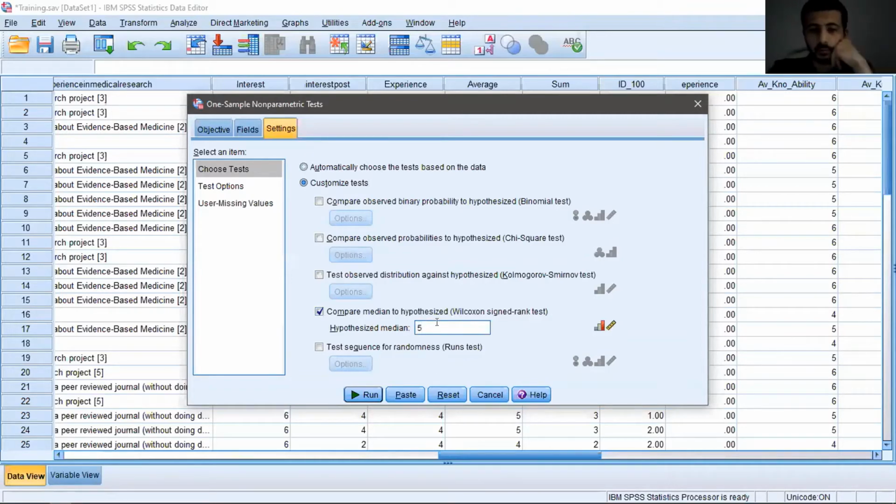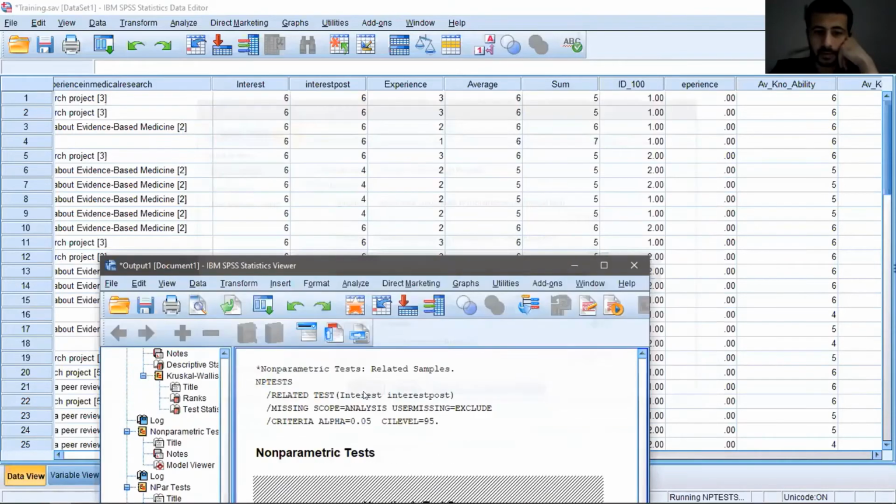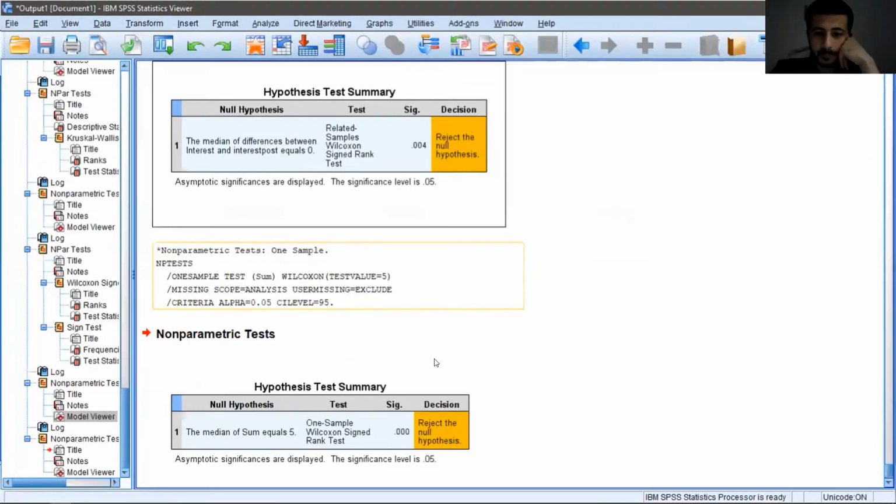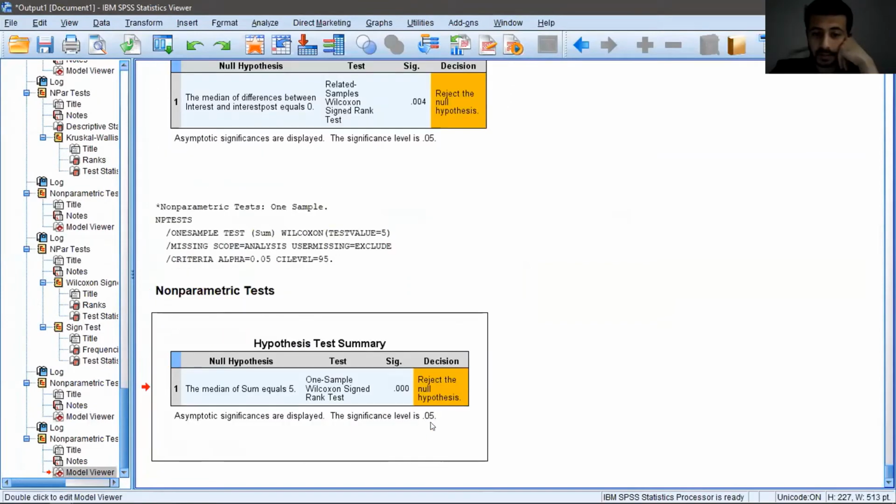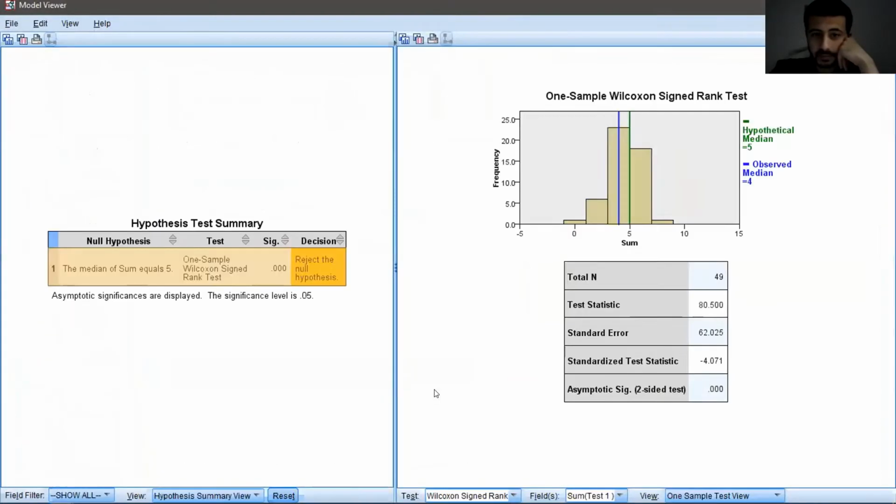Okay, I will check 5, for example, and the test is Wilcoxon, as we said in the introduction. Run, and you can see here that it is different from what we checked, it was 5, and here is our difference. This is the observed median, and this is the median I put, and it is actually significant.